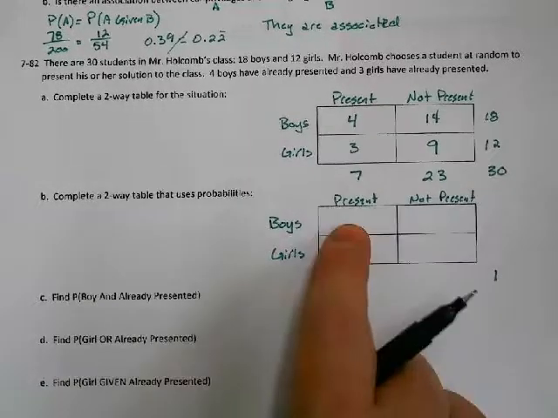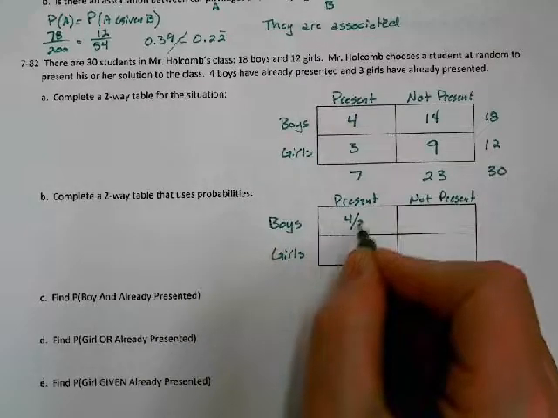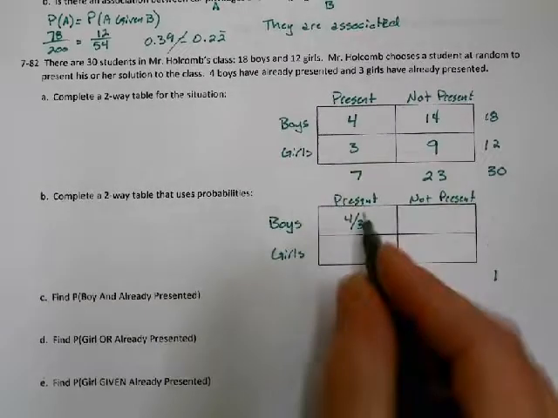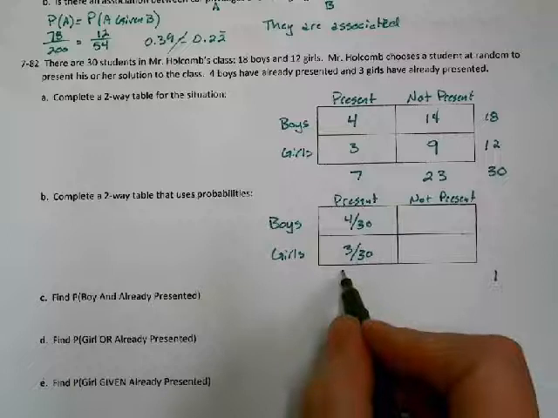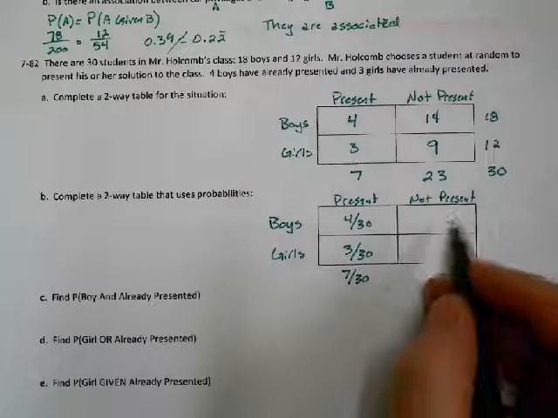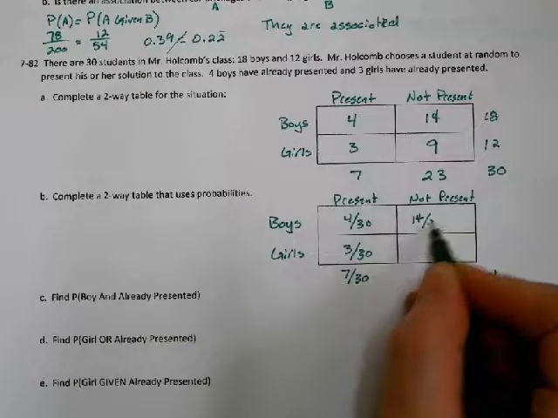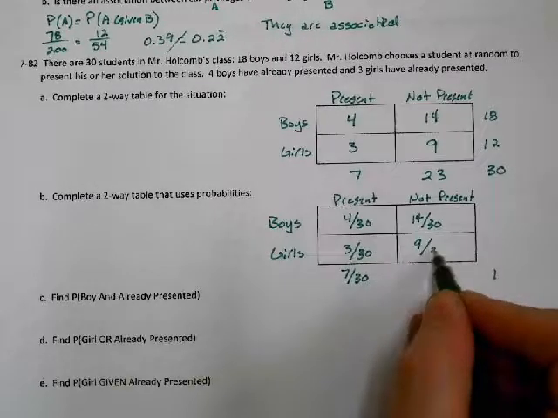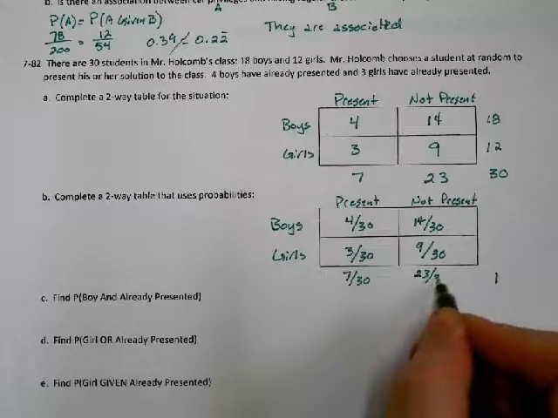So over here, the boys that presented, there's 4 out of 30. So I'm just going to put that 4 over 30. 3 out of 30 of the girls. And then this is a total of 7 out of 30 have presented. 14 boys have not presented, so that's 14 out of 30. 9 girls have not presented, so that's 9 out of 30. And then there's a total of 23 out of 30 that have not presented.